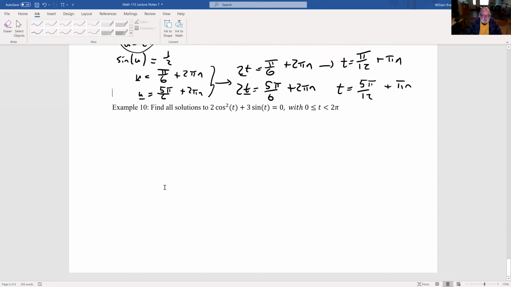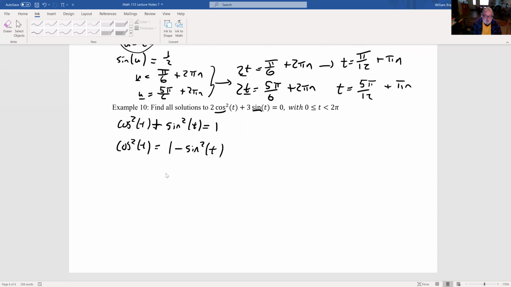And finally, what about this one? Oh, still got a cosine, I've got a sine. How can I solve this? Well, we know that cosine squared t plus sine squared t equals 1. We're dealing with identities. We often want to look for cosine squares and sine squares because we can swap them out for each other. So cosine squared t equals 1 minus sine squared t.